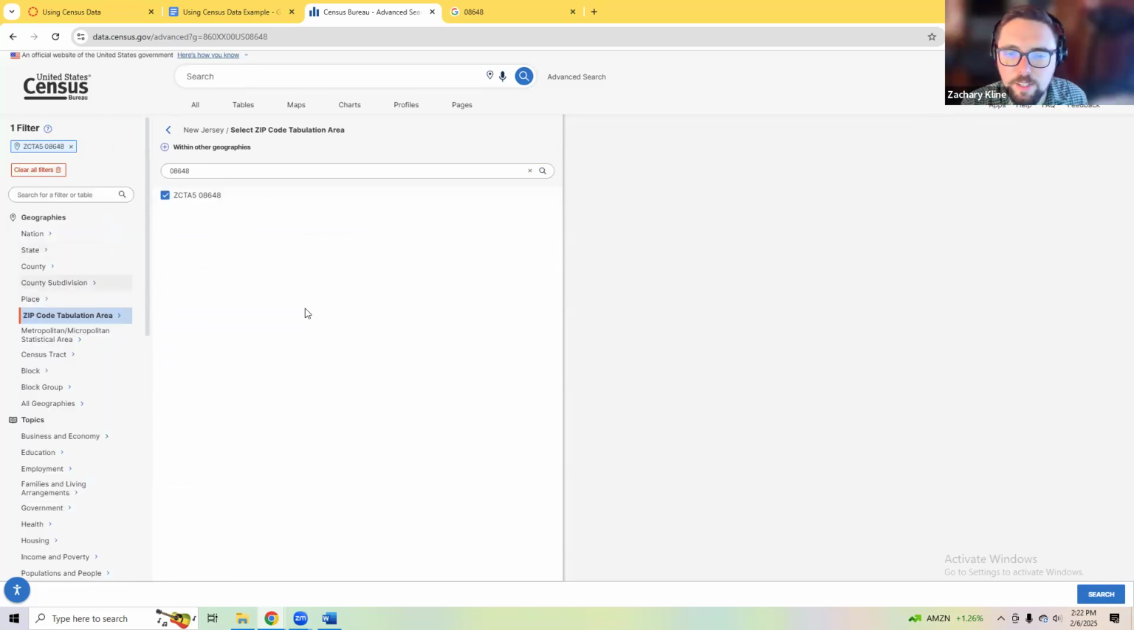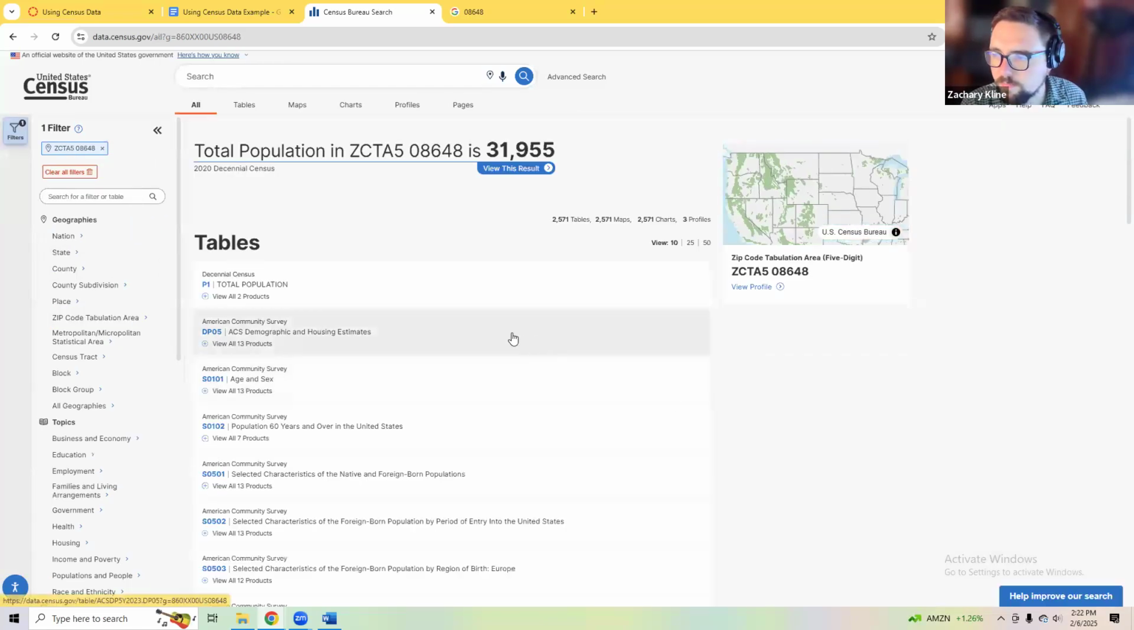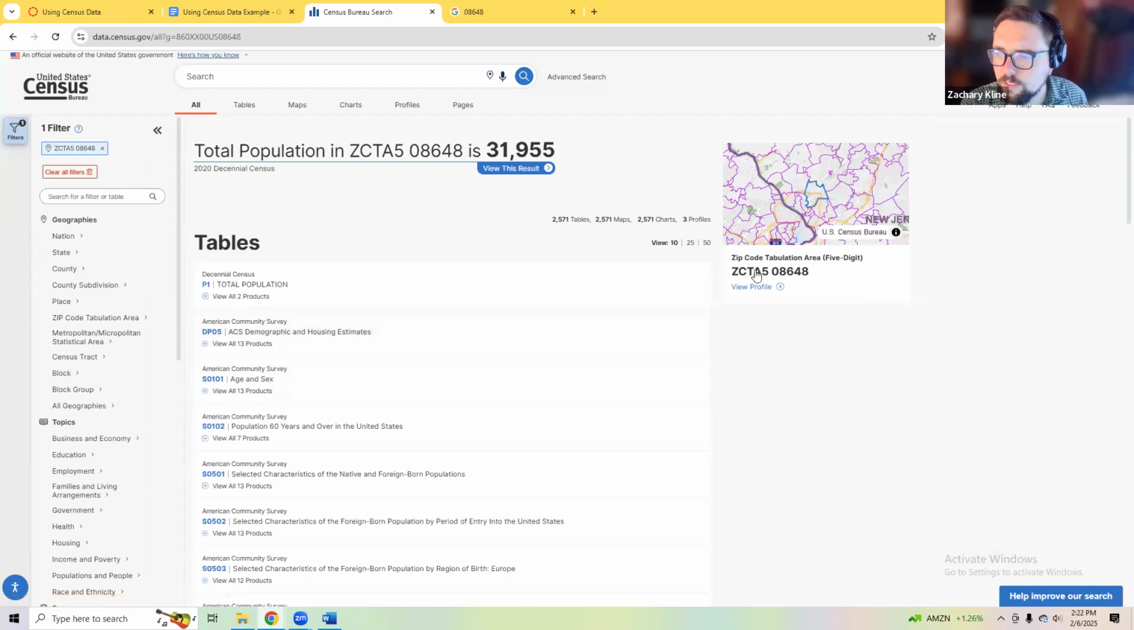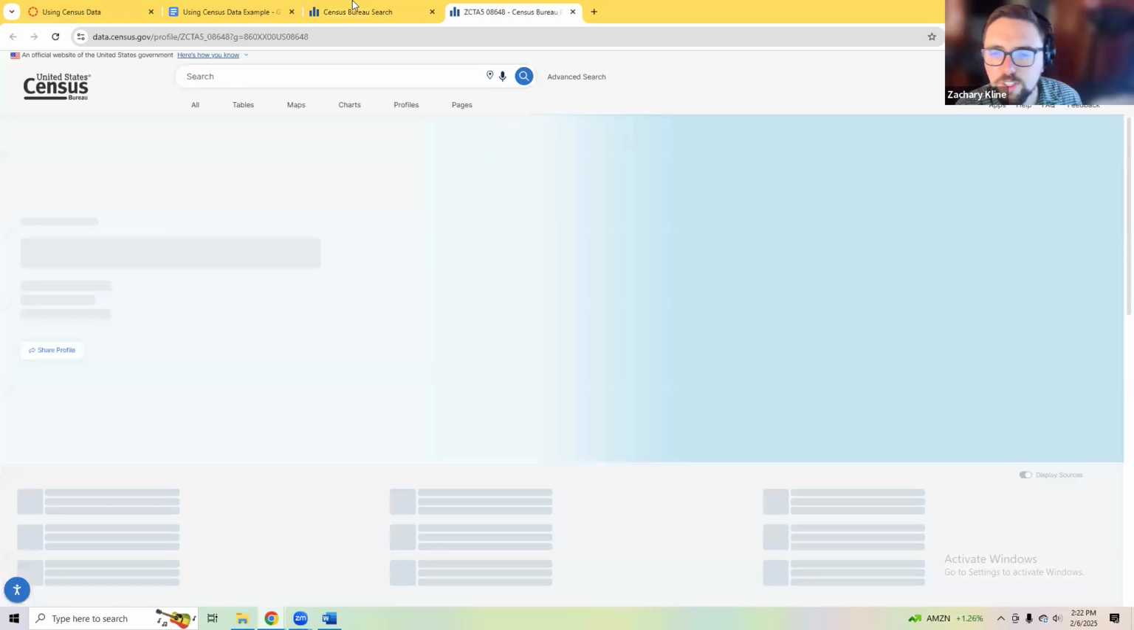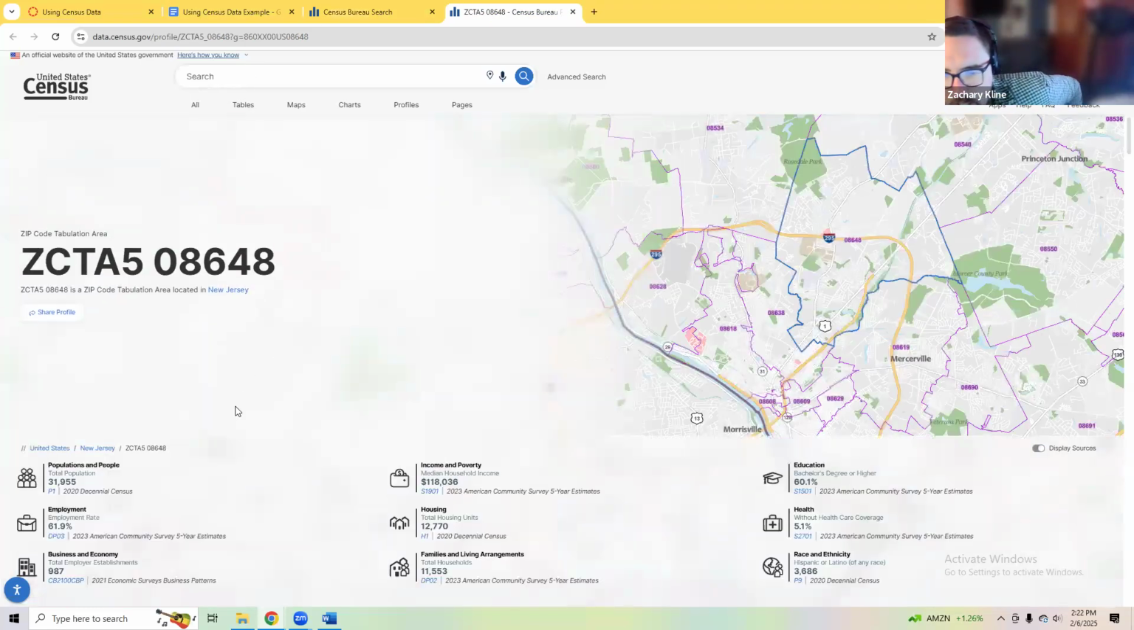This is going to have a series of information about the zip code, and it's going to load up right here as well. So first things first, what we could do is just click this View Profile button. This is going to give us a bunch of summary information. And in fact, many of the questions that are asked in the assignment can be found right in this summary.